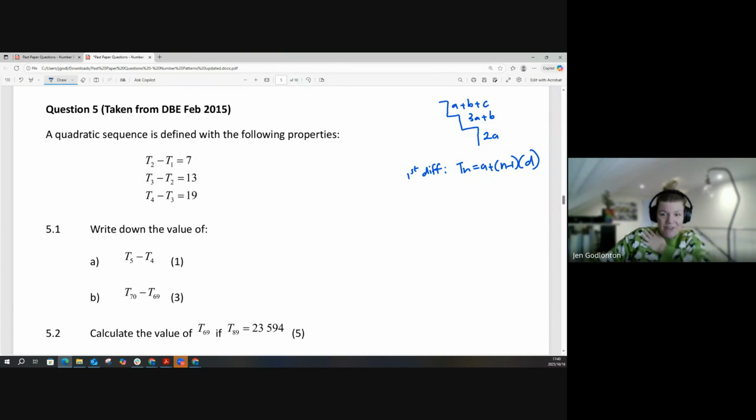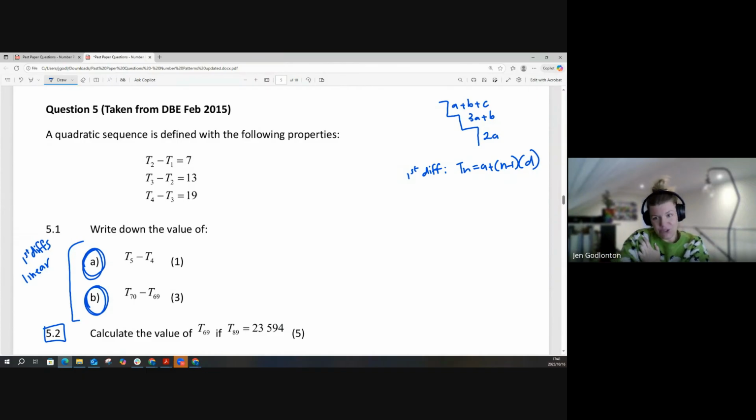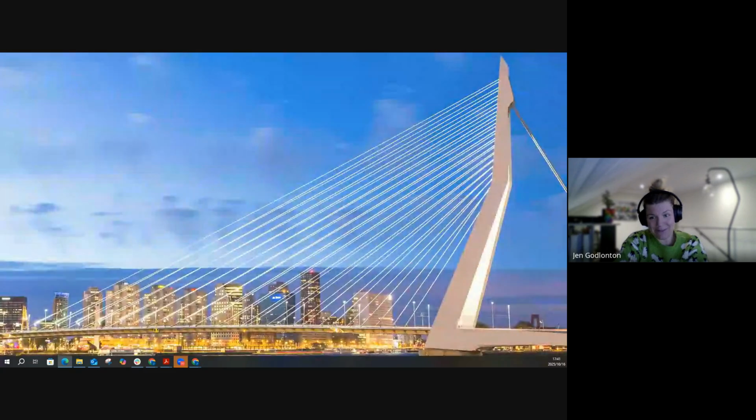When you start having your answers, pop them in the chat for me. Just start with 5.1a and then look for 5.1b. My hint to you is that these are looking at your first differences. So think about it in terms of linear, and then you can tackle 5.2. That's my advice. You don't have to take it, but that's my advice.